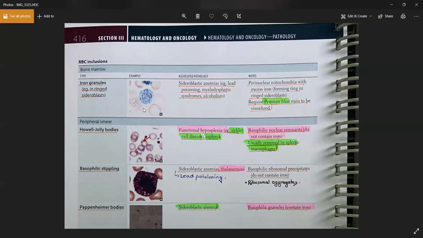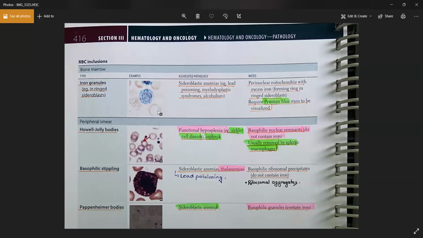And where do you find these cells, the ring sideroblasts? In the bone marrow or in the PBS? Marrow. Yeah, only in the bone marrow can you see the ring sideroblasts, because RBC formation is taking place in the bone marrow, right? At the time of RBC formation you also require heme, so heme formation will also be taking place in the bone marrow, right? So all these sideroblasts can only be found in the bone marrow, not in the peripheral blood smear.